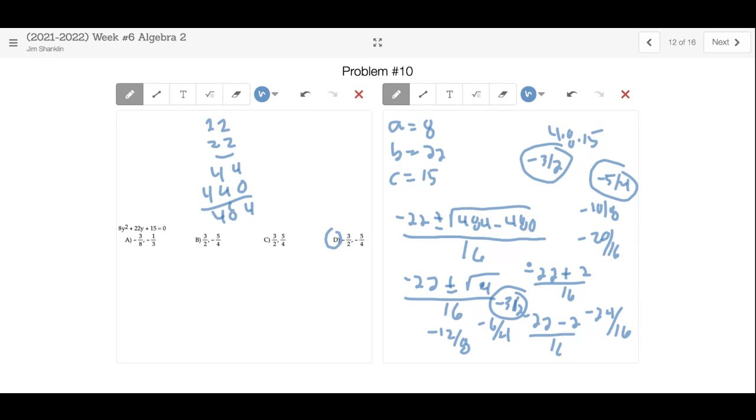So this week on your assessment, the first problem you have to solve by taking the square root of both sides. Problem number 2, you have to do by completing the square. Problem number 3 is quadratic formula, and problem number 4 is a word problem. So it's all right there.